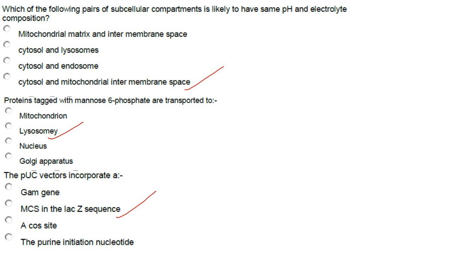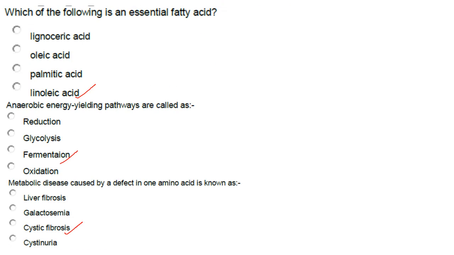Then pUC vectors incorporate. So pUC vectors have a multiple cloning site in the lacZ sequence. So answer is option. Then which of the following is an essential fatty acid? It is linoleic acid. Answer is option D. Anaerobic energy yielding pathways are called fermentation. The next one. Metabolic diseases caused by a defect in one amino acid is known as, that is cystic fibrosis.